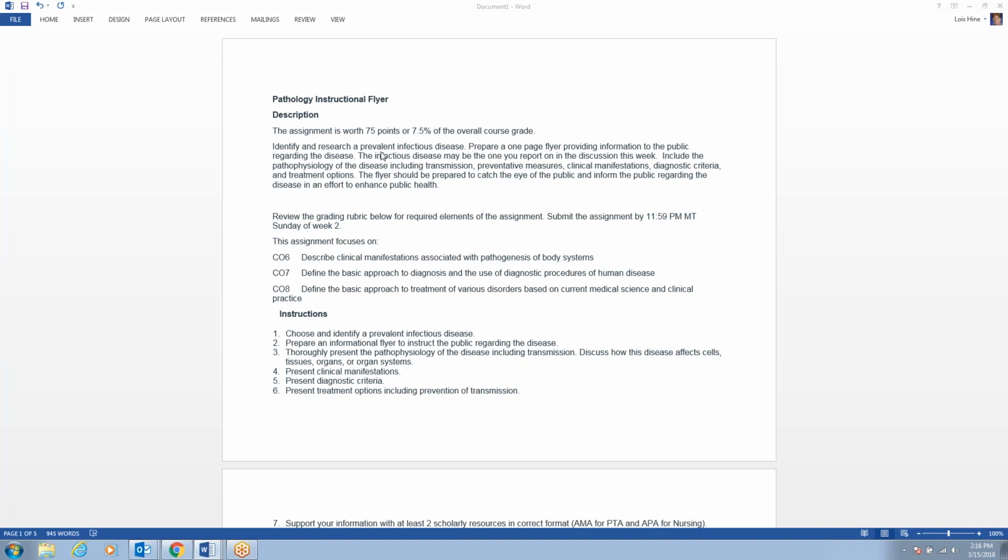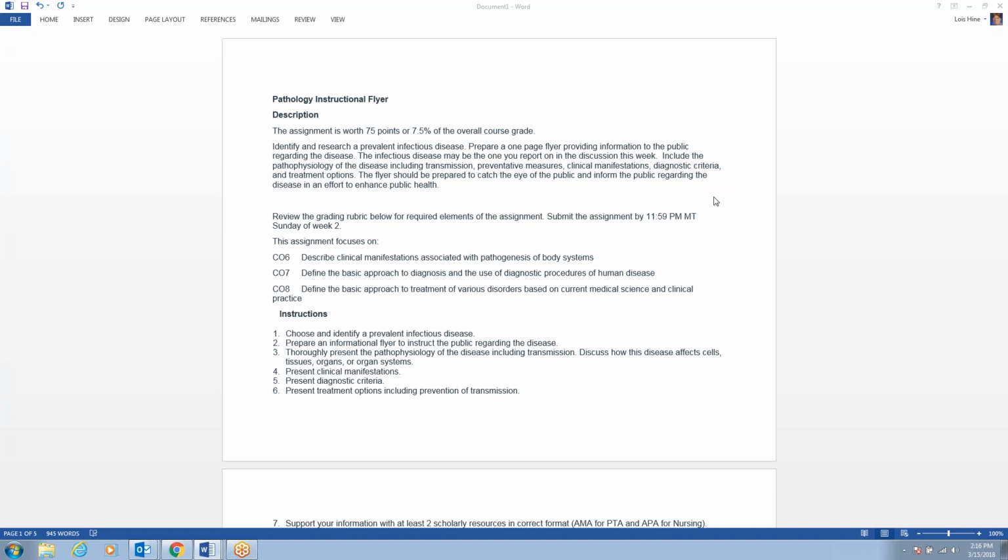You're going to identify and research a prevalent infectious disease. So it has to be something that's infectious, and that's why we're looking at outbreaks this week. You're going to prepare a one-page flyer to provide public information about the disease. A lot of times our patients are not going to read an article, but they would read a one-page flyer, especially if you have it up in your office and they know, well, that's something I need to be aware of, and it's easy for them to get the information.